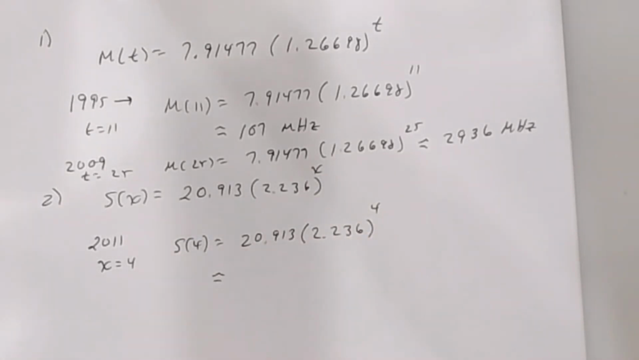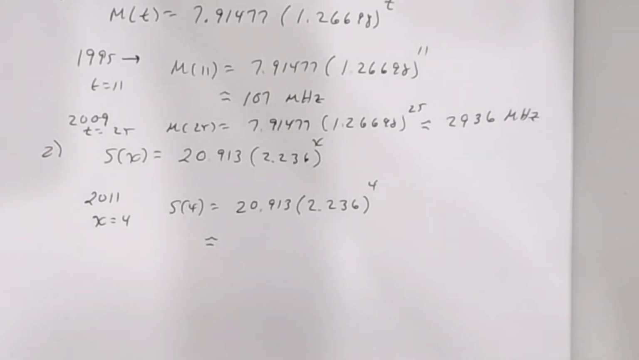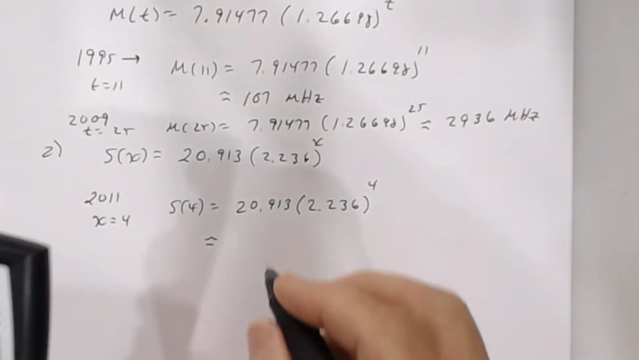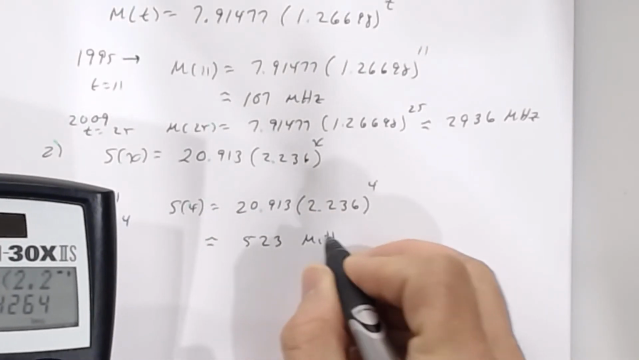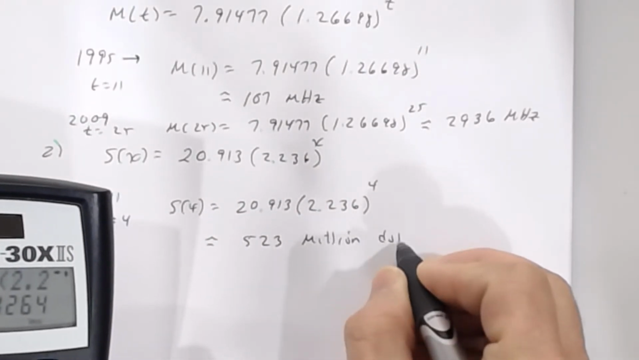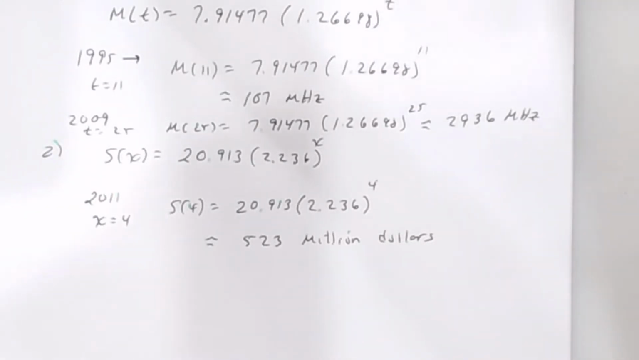So in your calculator, what do you get? 500. What do you want it rounded to? Whatever the direction says, to the nearest $1 million. So the nearest whole number. 523, excuse me. So I get 523 million. All right, so 523 million.